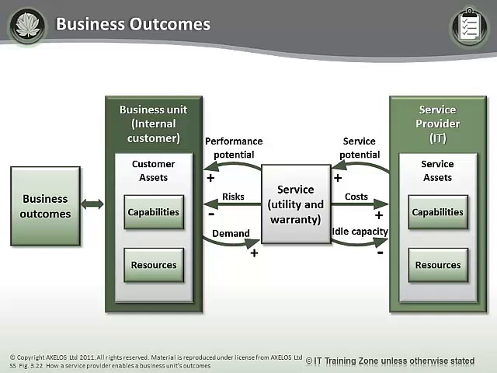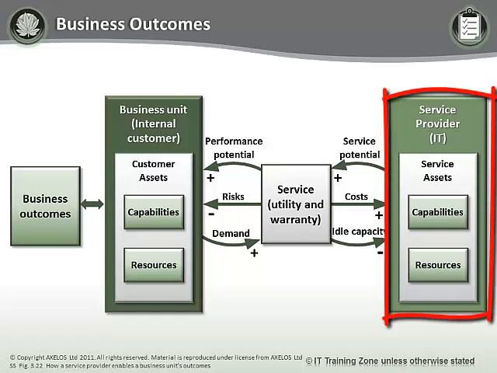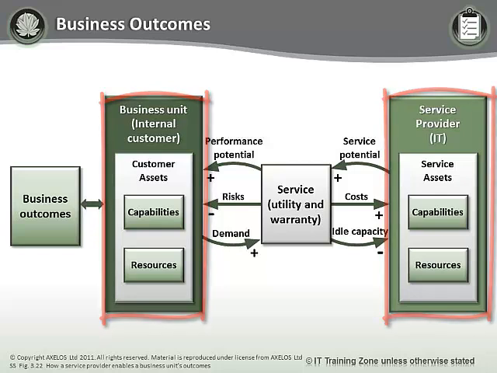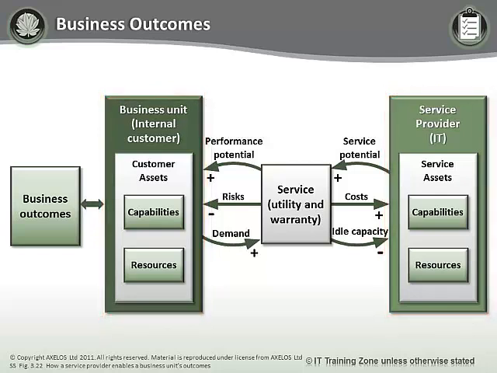This diagram shows the relationship between an IT service provider and an internal business unit. Let's take a look at it in more detail. To achieve its outcomes, the business unit needs a minimum level of utility and warranty, the service in the center. The higher the levels of utility and warranty, the more chance there is that the service will enable business outcomes.